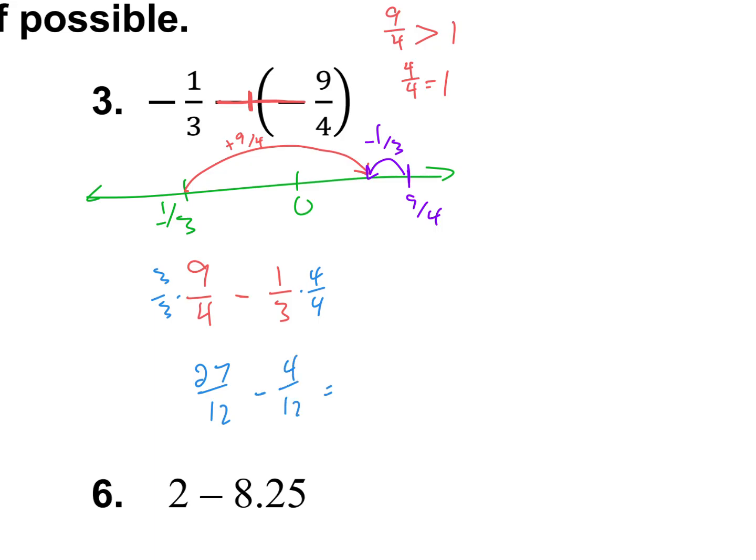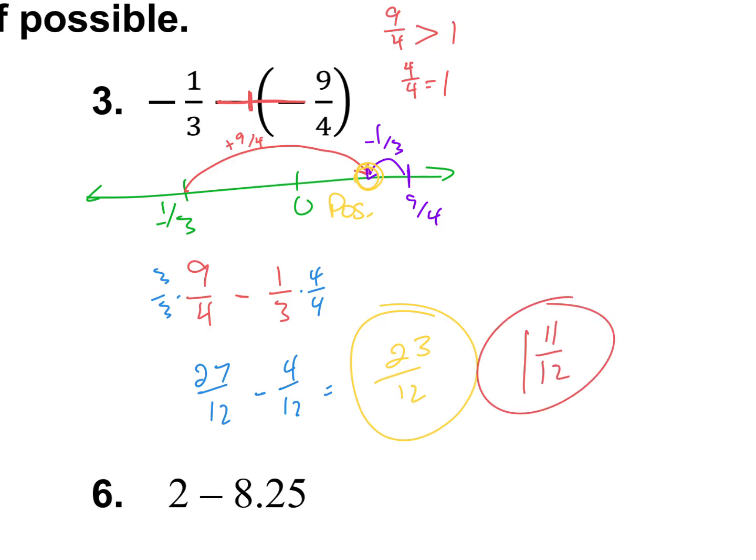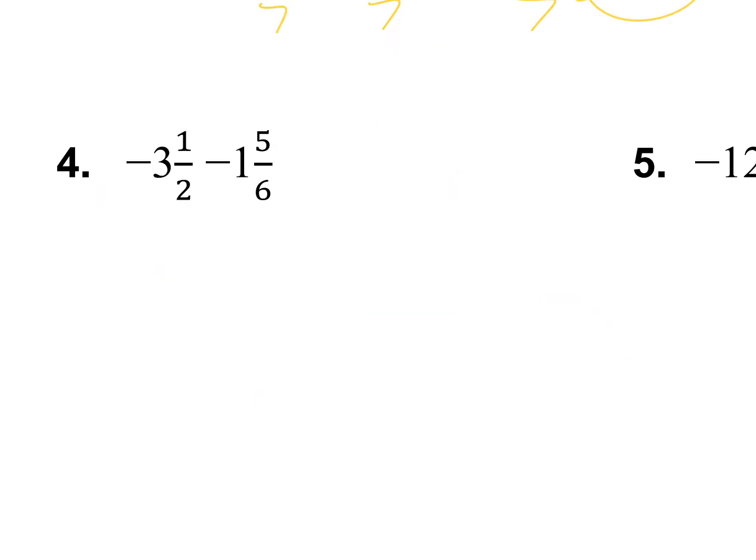Oh, and by the way, I forgot to mention, and I've written this down on all the others, it's pretty clear to us that our answer is going to be positive, right? So that's one reason why we're taking this approach, is because it's going to be positive. So 27 minus 4 is 23/12. And that's it as far as an improper fraction. As far as a mixed number, it is 1 11/12.